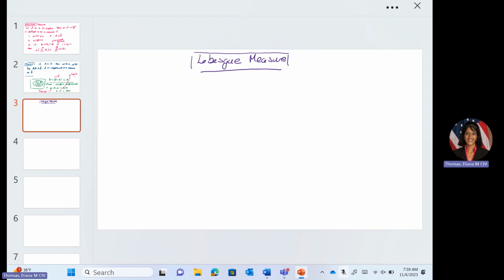It's pronounced Lebesgue. It's written Lebesgue. So I need to define for you a couple things before we get to the definition of Lebesgue. I had to find a definition that I could actually give you that you can bite your teeth into.